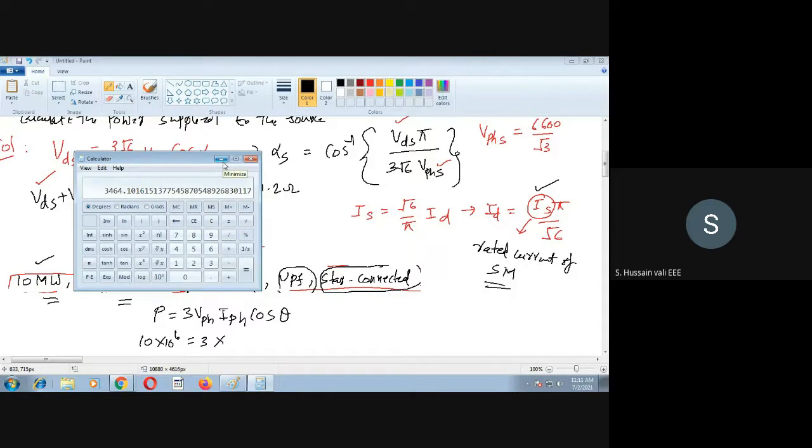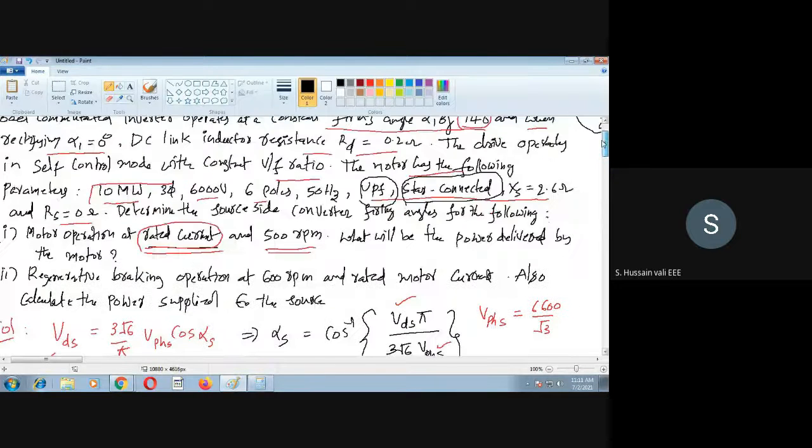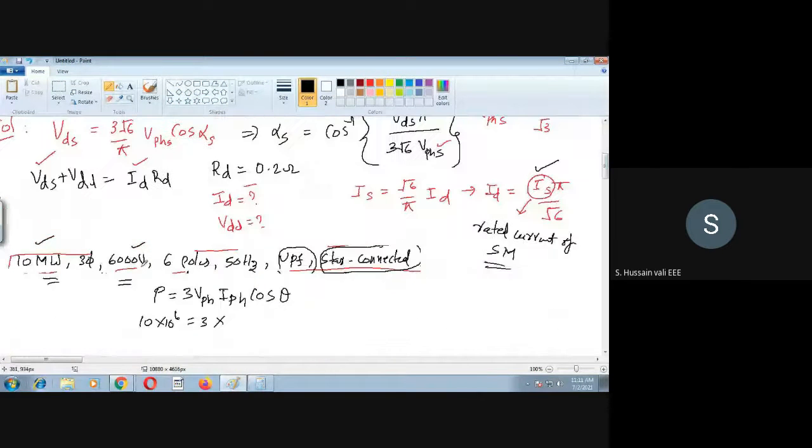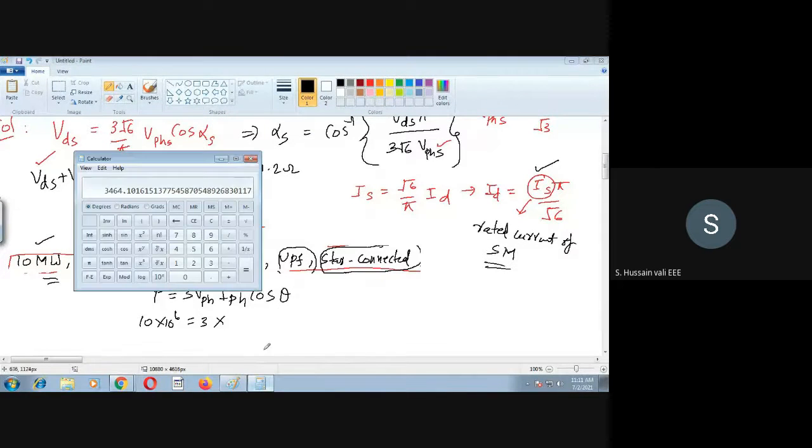We'll see now. See, rated power he has given, and he has given the voltage also. Yeah, please, there is a small correction in the voltage. It's not 6,000, it's 6,600. Please correct it yourself. It is 6,600. So rated voltage also he has given. So I will correct here also. It is 6,600. So now you see yourself.